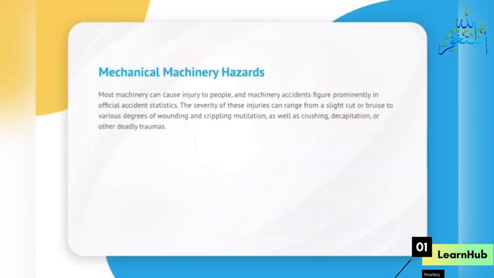Mechanical machinery hazards. Most machinery can cause injury to people, and machinery accidents figure prominently in official accident statistics. The severity of these injuries can range from a slight cut or bruise to various degrees of wounding and crippling mutilation, as well as crushing, decapitation, or other deadly traumas.